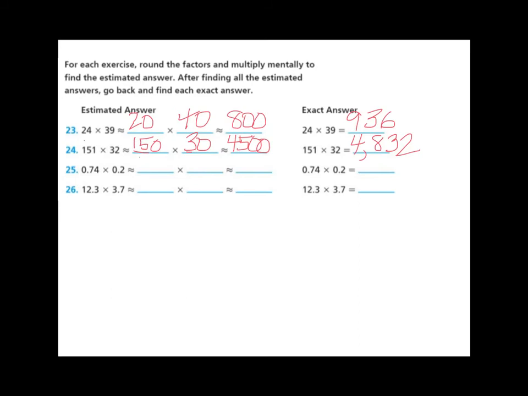Here I would round this to 7 tenths times 2 tenths. I can do that in my head, so I know that's approximately 14 hundredths. So 74 hundredths times 2 would be 148 thousandths. So that's pretty close.